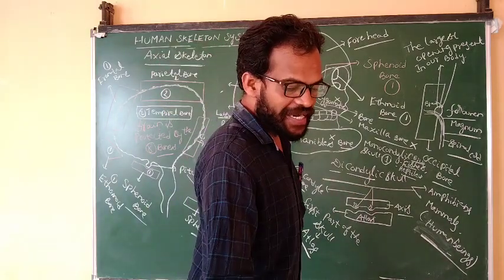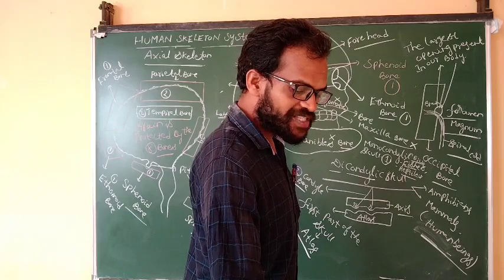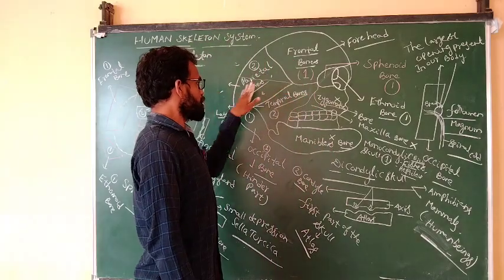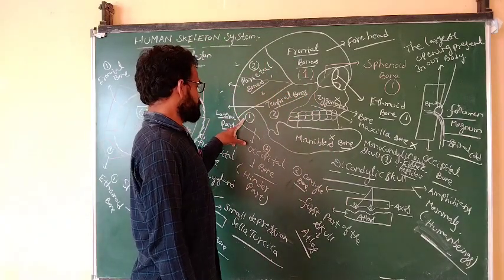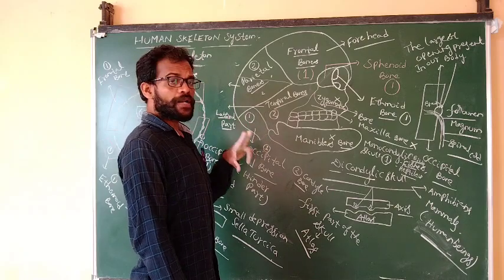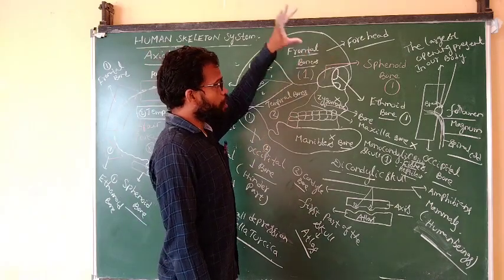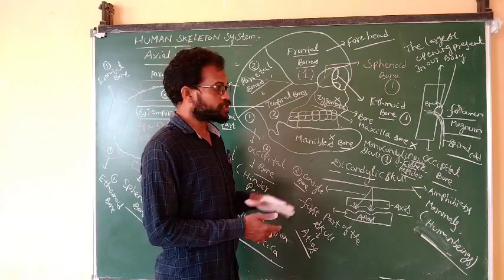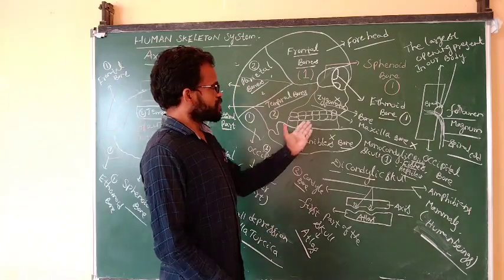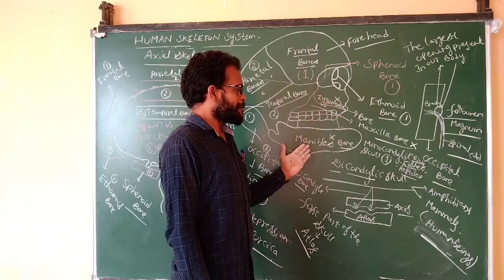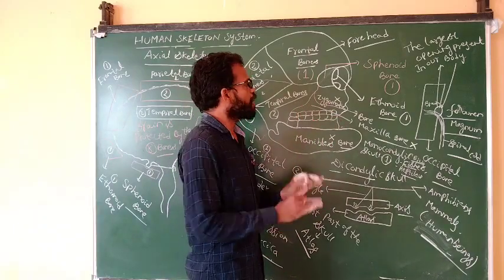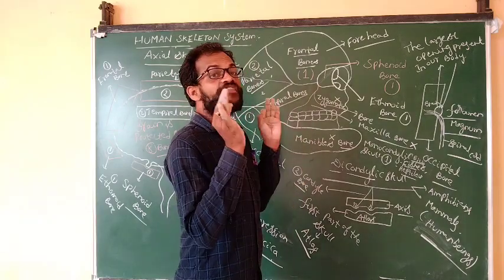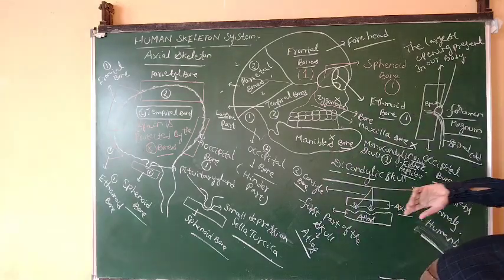How many bones are present in the skull? Eight bones. What is the first bone? Frontal bone, 1; parietal bones, 2; occipital bone, 1; temporal bones, 2; and sphenoid bone, 1, and ethmoid bone, 1. The total is 8 bones. The zygomatic bones, maxillary bones, and mandibular bone are not under the category of the cranium. These are under the category of facial bones.